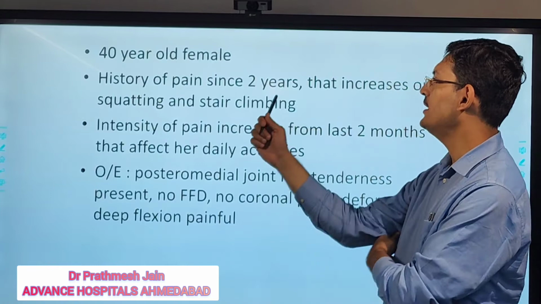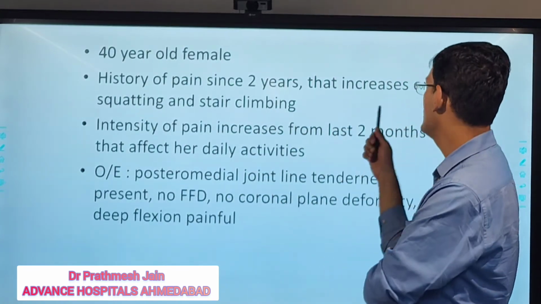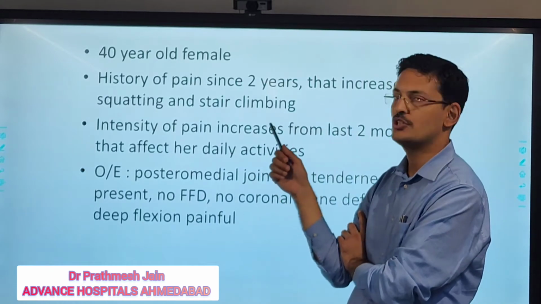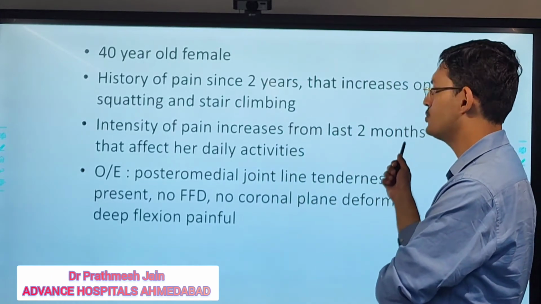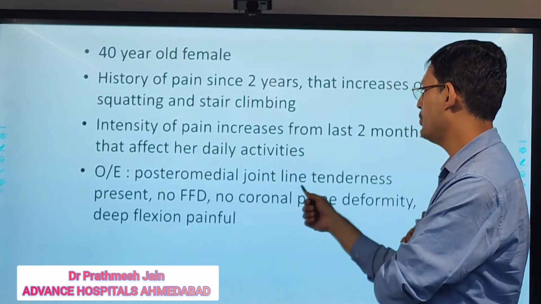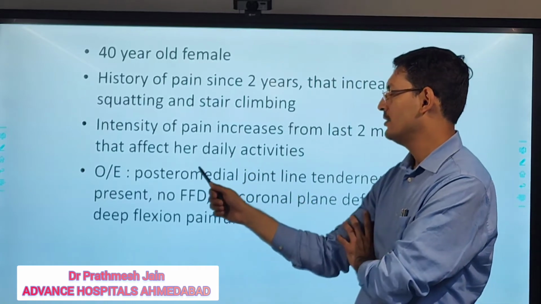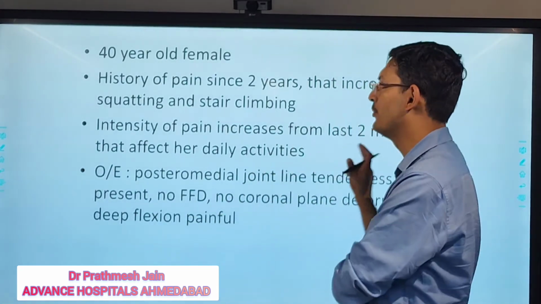So this is a 40-year-old female. She has a history of pain for 2 years. Specifically, the pain increases on stair climbing and squatting. The intensity of pain has increased for the last 2 months, and it affects her daily activity. There is posteromedial joint line tenderness. There is no FFD, no coronal deformity, and deep flexion is painful.